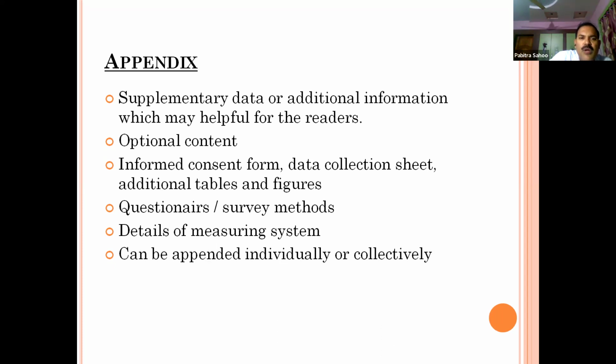These are all additional content you need on the journal side. Most appendices carry information sheets, additional tables or figures which cannot be included in the main article, any questionnaire or survey methods you have used during your research, and details of the measuring system you have used. These can be appended individually or collectively as required.